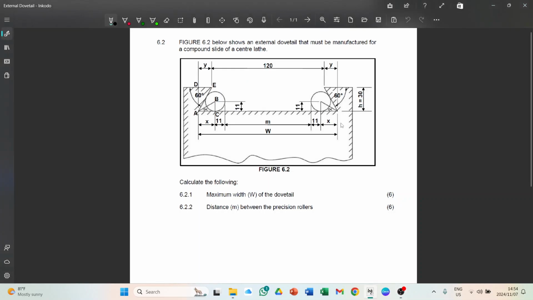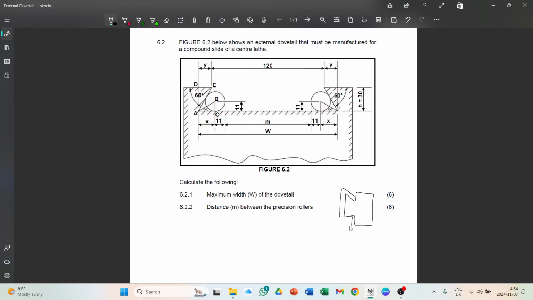We're going to look at calculating dovetails now. So we're first going to look at an external dovetail. Remember, if I can give you a practical example, on the lathe you've got your tool post. So you've got this dovetail that's stuck onto the tool post, onto the compound slide, and then you've got the other dovetail that's connected onto it where your tool comes in.